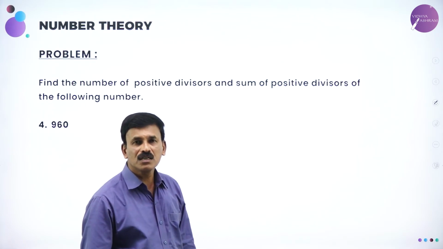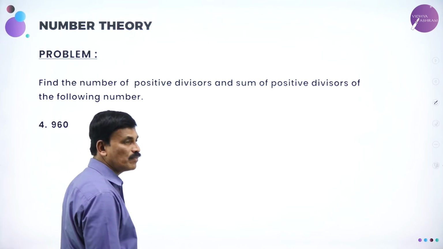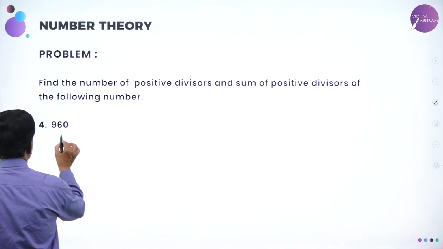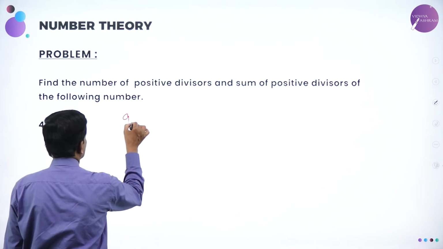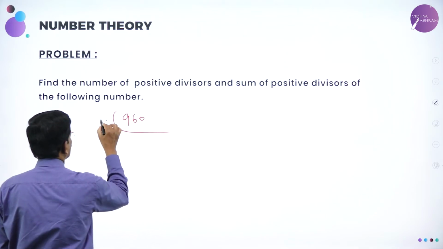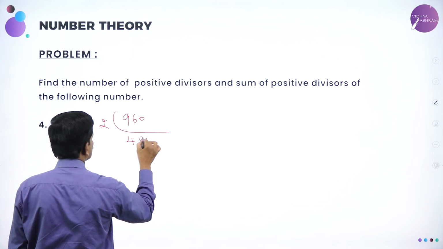Now let us take the last problem in this. Find the number of positive divisors and the sum of positive divisors of 960. Now let us factorize this 960 first. 960 can be written starting from 2.